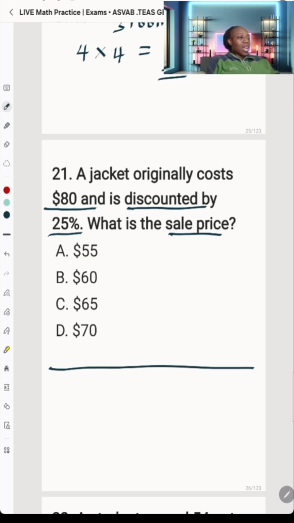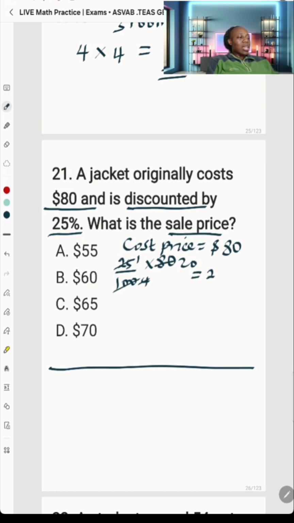So the first method: the jacket's original cost price is 80, then discounted 25%. So let's do 25% of 80. Then we subtract. How many 25 in 100? 4. How many 4 in 80? This is going to be 20. So 25% of this is 20. It's $20.